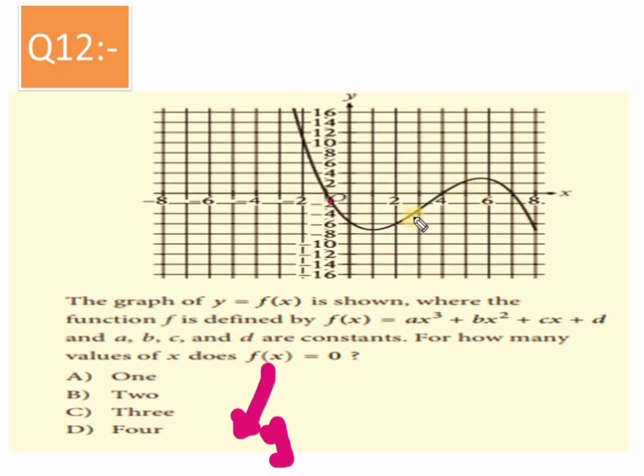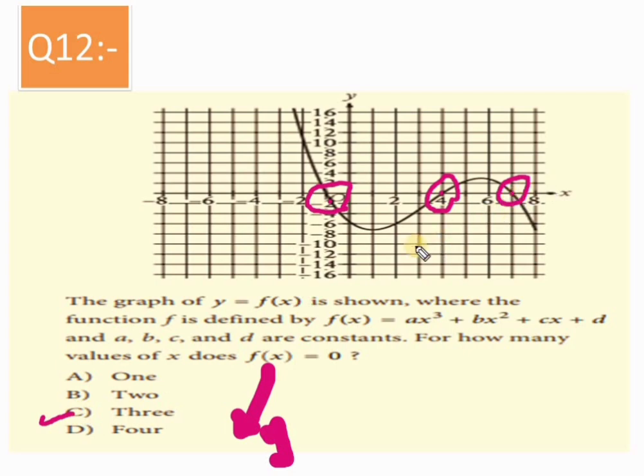So you will find that we have 3 points intersecting the x-axis. Point number 1, which is -1 and 0. Point number 2, which is 4 and 0. Point number 3, which is 7 and 0. So the answer is 3.